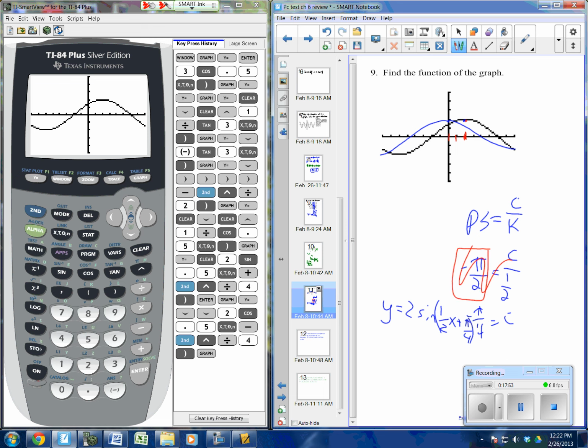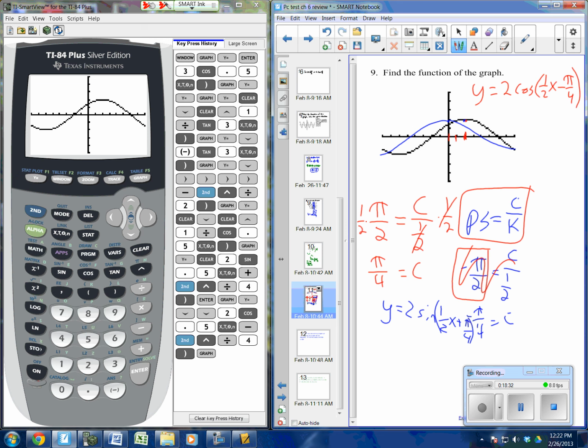Well, this is for the sine one. My phase shift is a positive pi halves, equals c over k. Now, because I'm using this formula right here, phase shift was pi halves. C, I don't know. That's what I'm trying to figure out. And k, I know, is 1/2. To solve this equation, I multiply both sides by 1/2. The 1/2s cancel out, and I get c equals pi fourths. So I've stuck it in that equation. y equals 2 cosine 1/2 x, and then minus the positive pi fourths, shifts it to the right pi fourths.